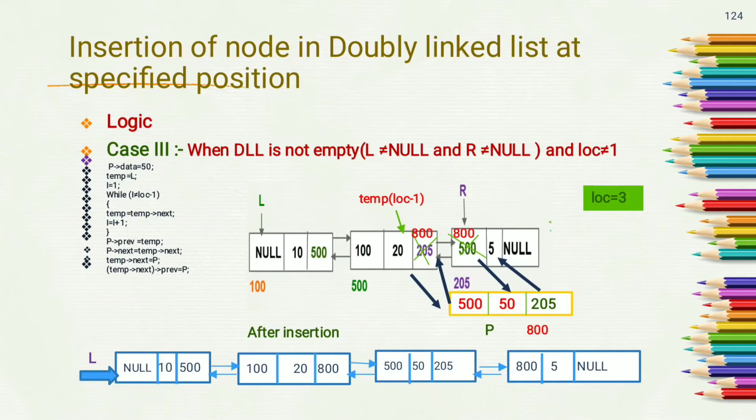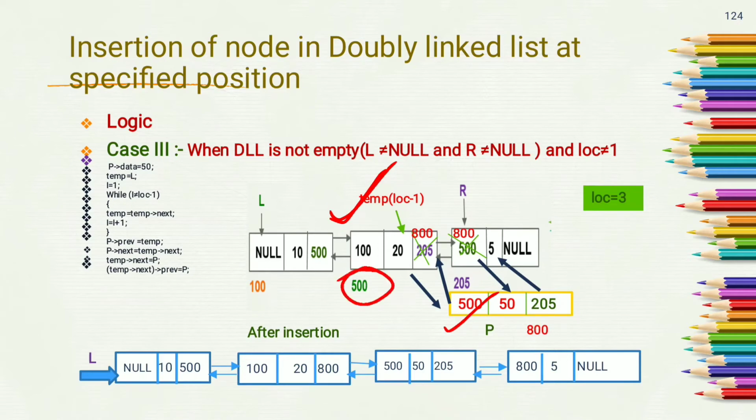First we have to change the pointers of the new node, then we will change the pointers of the other nodes. So first we store the data value in the new node, then we update the previous pointer of P with the address of this node, because after insertion this node will be the previous node of the new node.